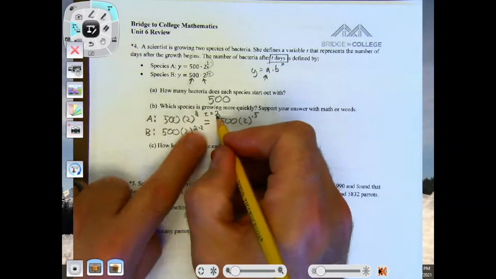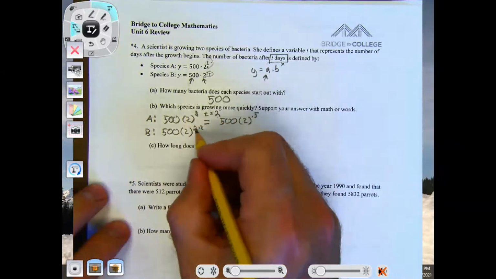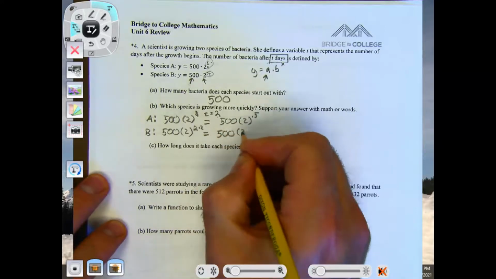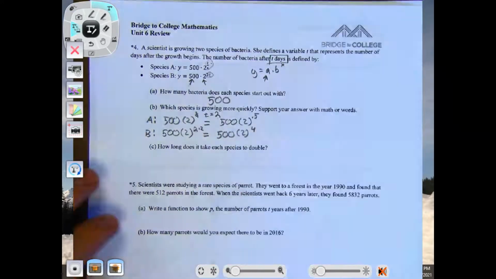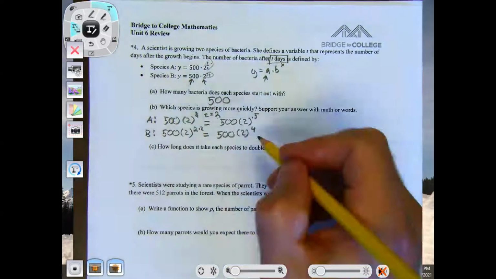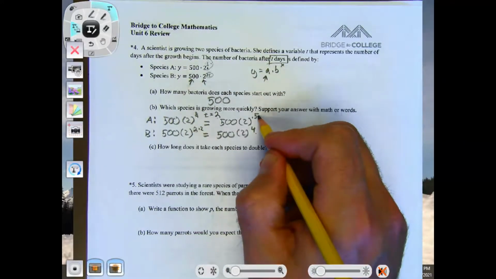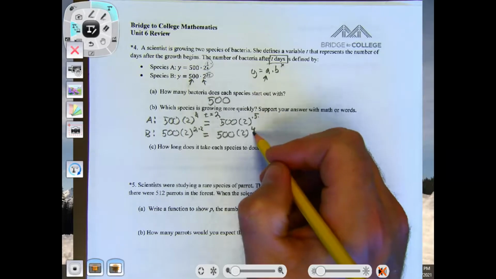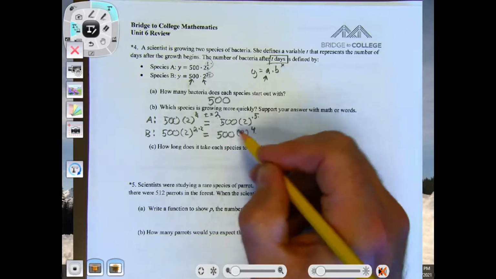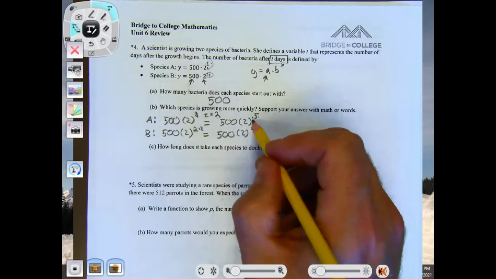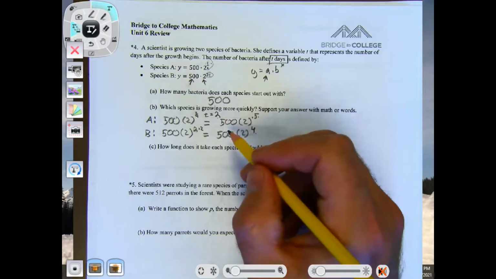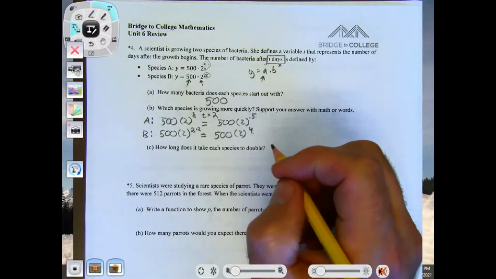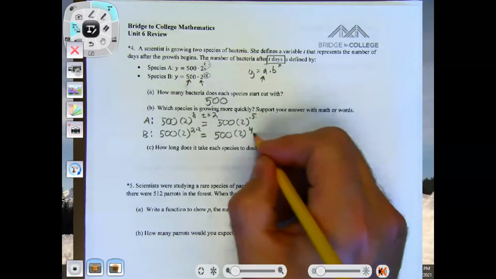So I'm just plugging in 2 where t is. Well, 2 times 2 is 4. That gives me 500 times 2 to the 4th power. I can already tell that B is going to be bigger because this one's only going up to the 0.5 power, and this one's going up to the 4th power. So whatever this is down here, we're going to multiply it by itself 4 times. This one down here, we're actually going to take like the root of it. So it's going to be way different than what it is right now. Okay, so this one is definitely going up faster.